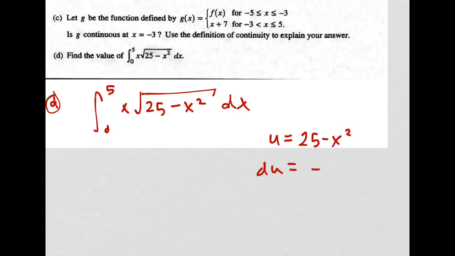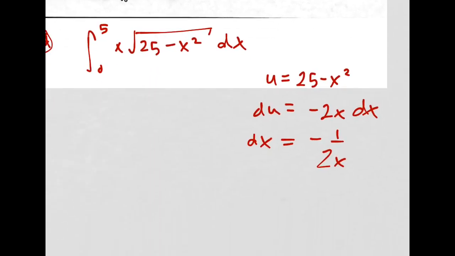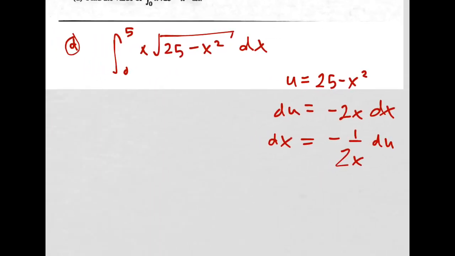du is negative 2x dx. That means dx is negative 1 over 2x du. I'll make my substitutions with the limits. Remember, these are x values. I just changed to u's, so I need to find out u values. If I plug in 0 for x, I get 25. If I plug in 5 for x, I get 0.